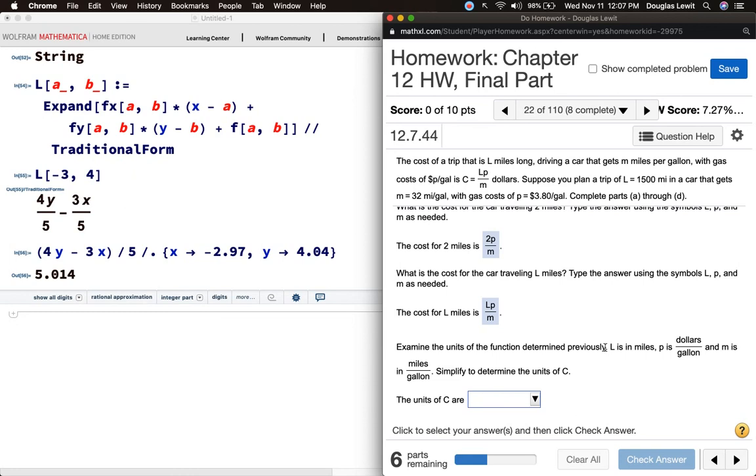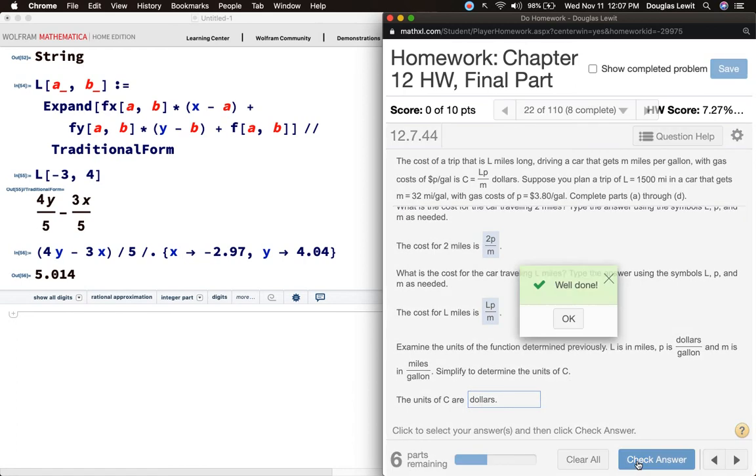Examine the units of the function determined previously. Okay, so this is easy. The units of the cost function have to be dollars because it's a cost function, which means that we're dealing with total costs. So the units are obviously dollars.